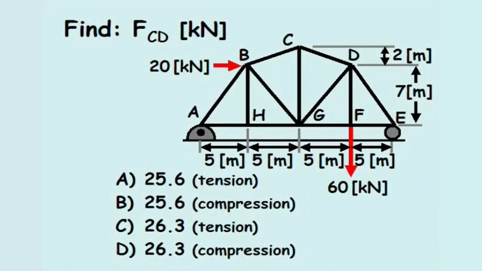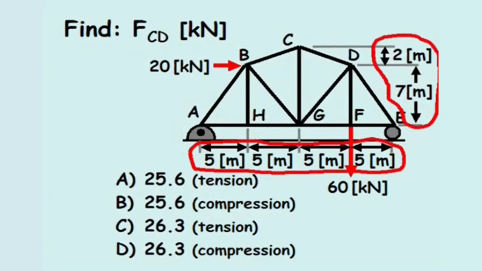Find the force in member CD in kilonewtons. In this problem, a truss is subjected to a 60 kilonewton force downward at joint F and a 20 kilonewton force to the right at joint B. Externally, the truss is connected with a pin connection at joint A and a roller connection at joint E. The dimensions of the truss are also provided.